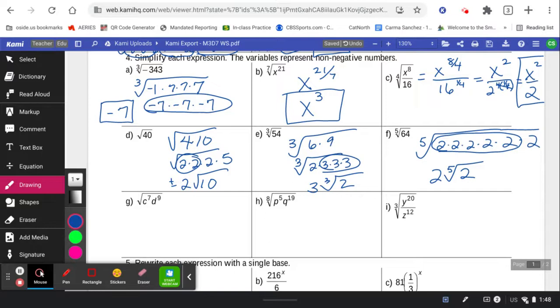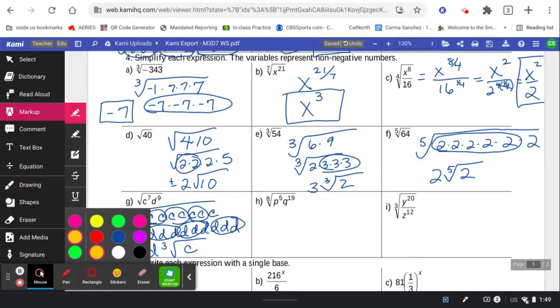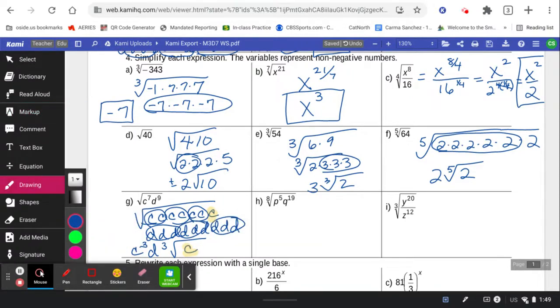Square root of c to the 7th, d to the 9th. C to the 7 halves, d to the 9 halves. You could rewrite this and do Tehani's way, but I like Tia's way. Groups of 2, a c comes out, another c, another c. So there's c to the 3rd out front, d to the 3rd out front, and square root of this leftover c is all that's left over that's not used. Final answer.